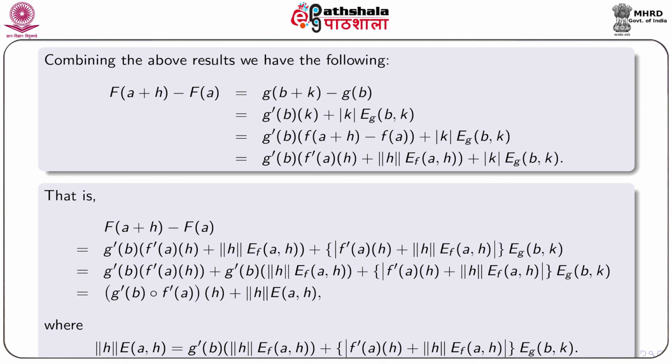We have g of B plus K minus g B equal to g dash B operating on K plus mod K E g B K. In the first term of the right hand side, we write the value of K, that is f of A plus H minus f A. Now, we write the value of f of A plus H minus f A. So, we have f dash A H plus norm H E f A H. That is, finally, we have the linear map g dash B operating on the term f dash A H plus norm H E f A H, and that is added with the term modulus of K E g B K.